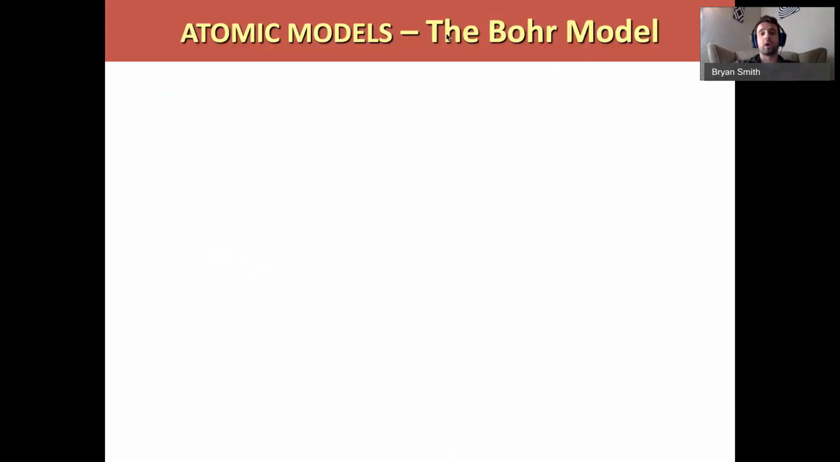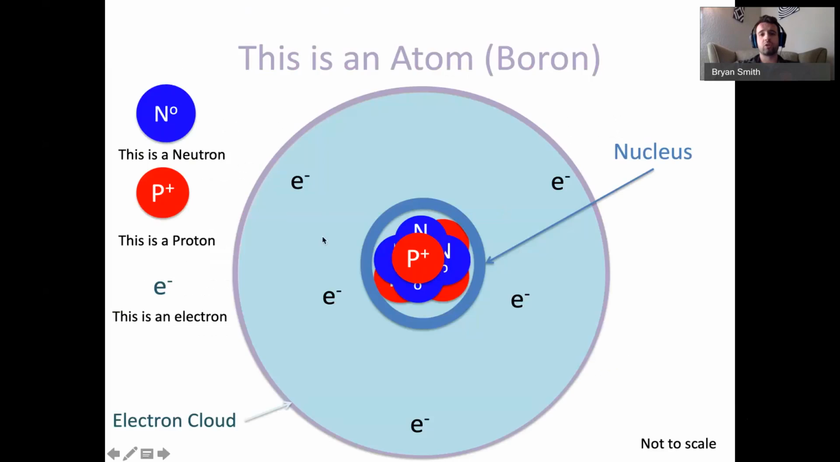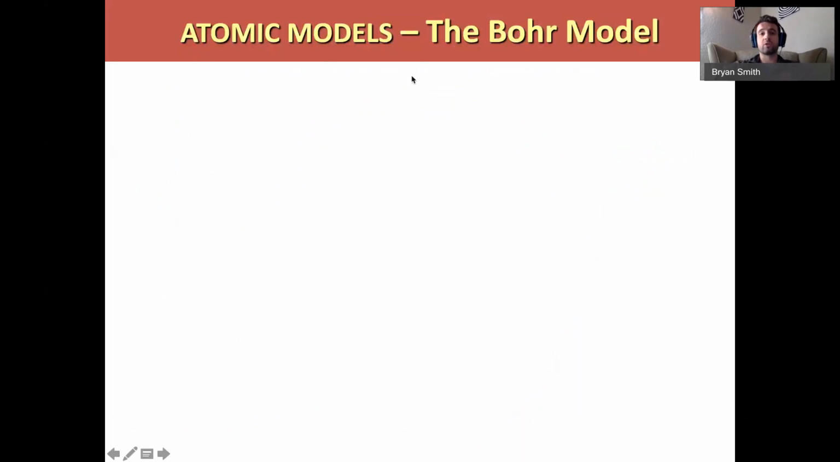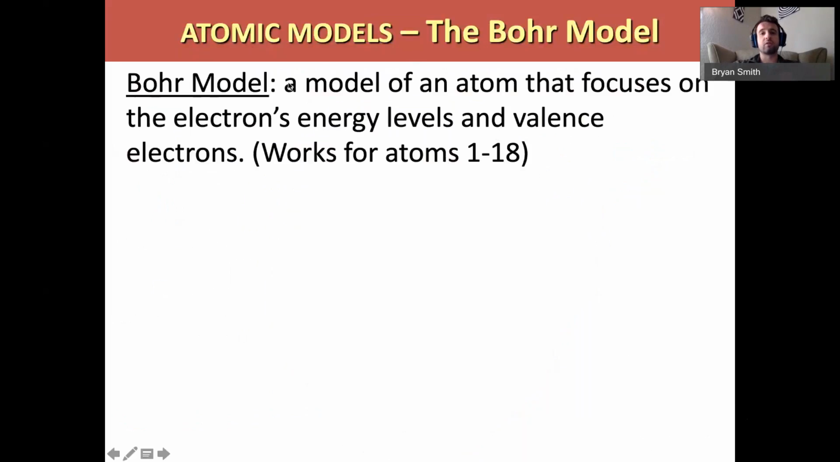Because atoms are really hard to see, we have a bunch of different models. The previous picture I showed you is just my model of an atom, what I think of when I think of an atom. Here's a model that a scientist named Niels Bohr came up with. It focuses on electrons, energy levels, and valence electrons. We're going to be talking a lot today about valence electrons and what they look like.